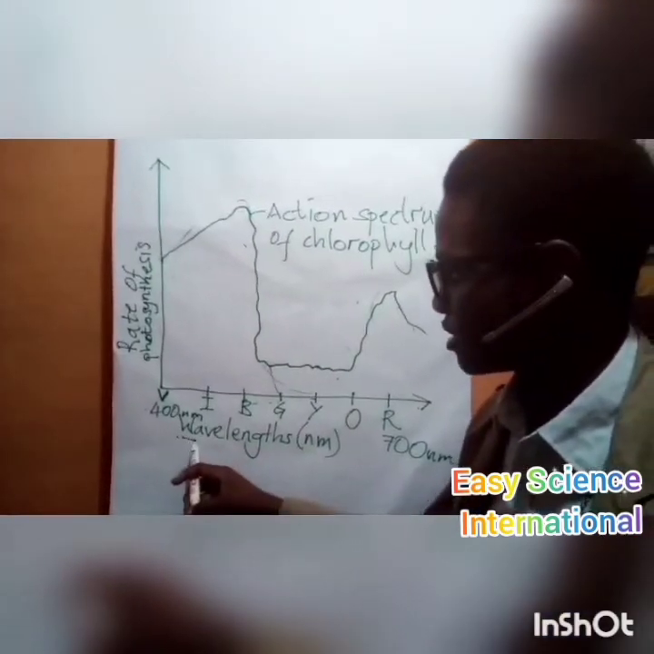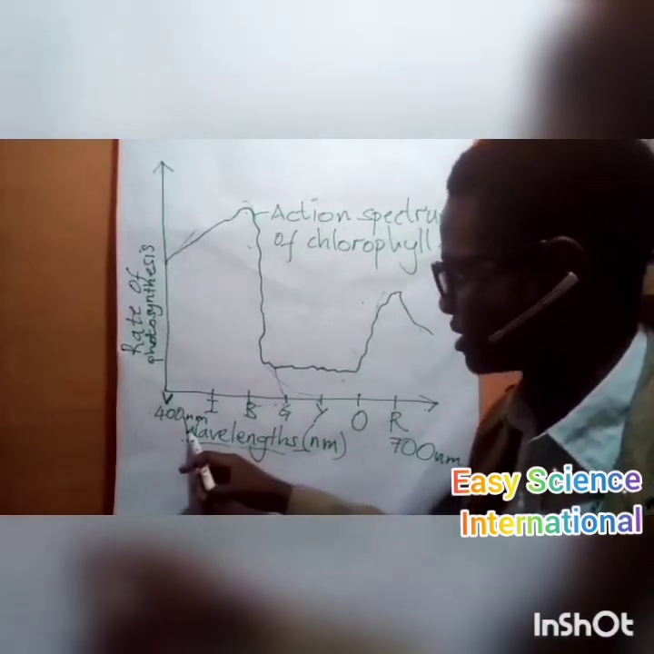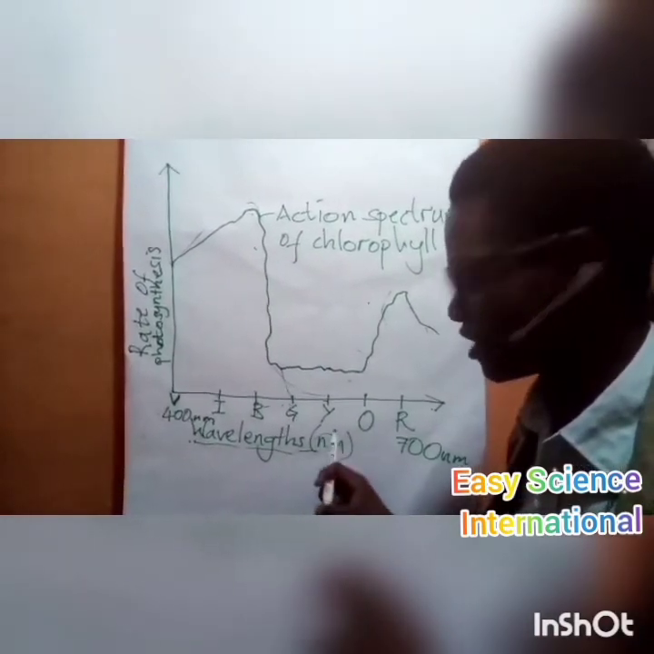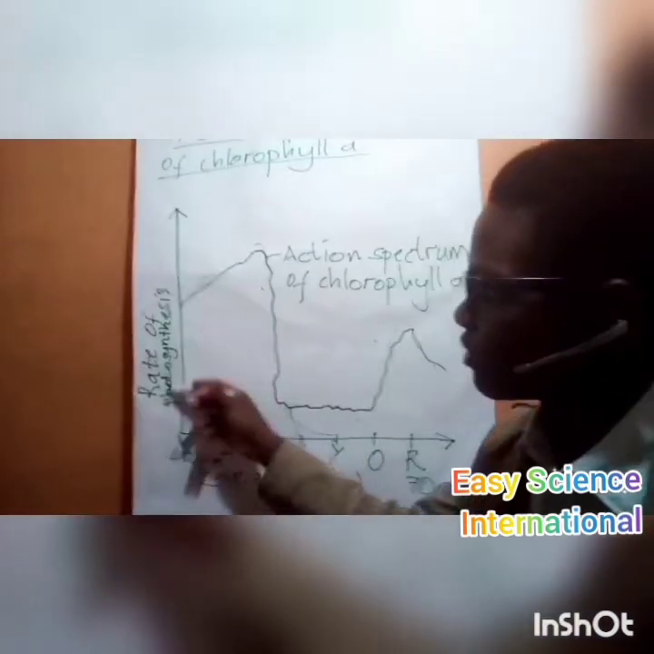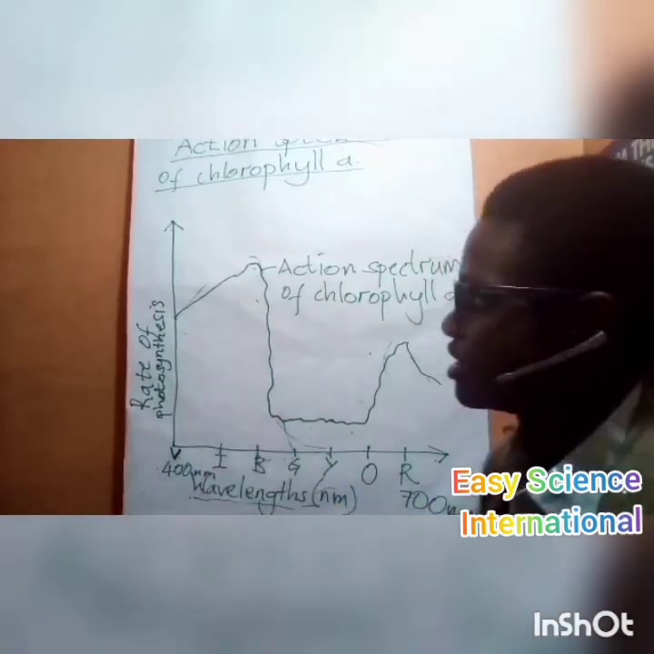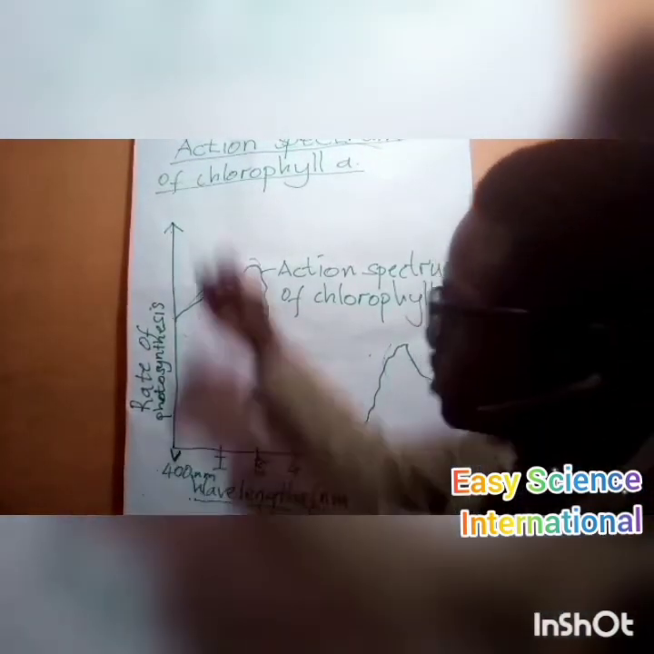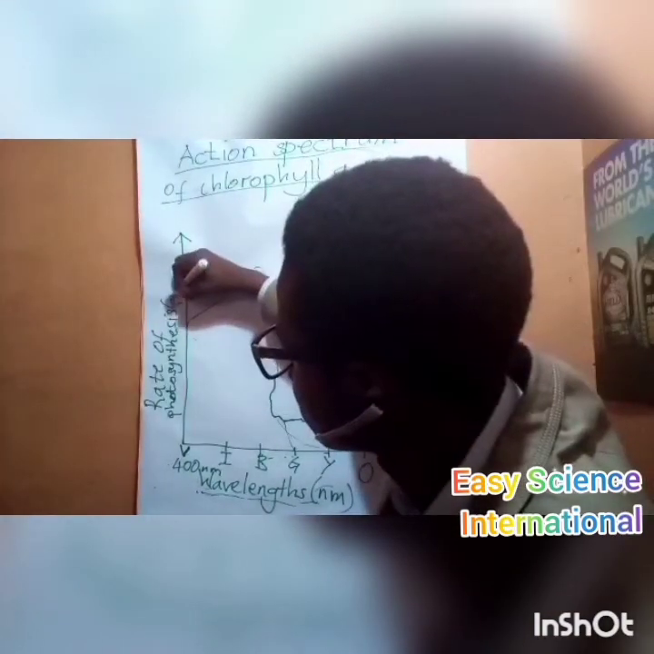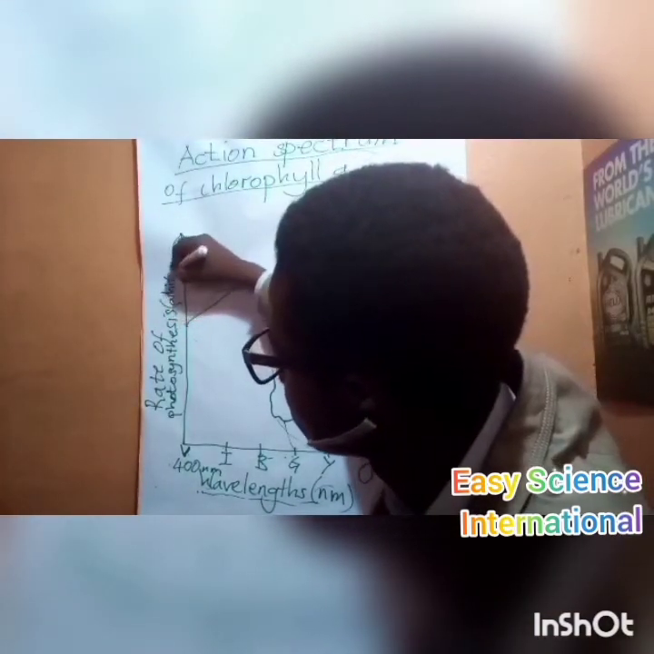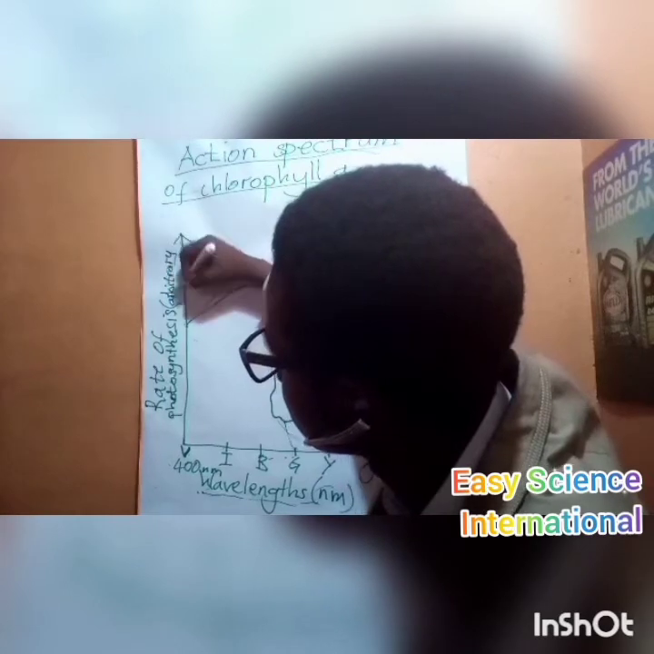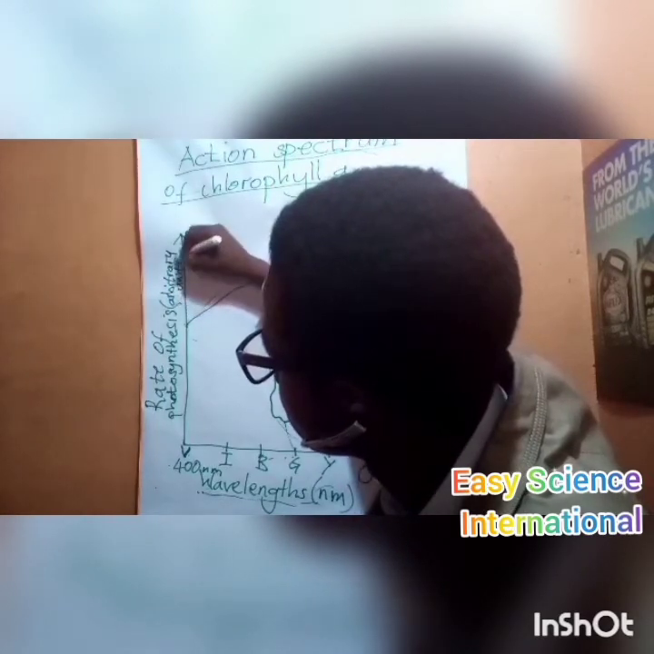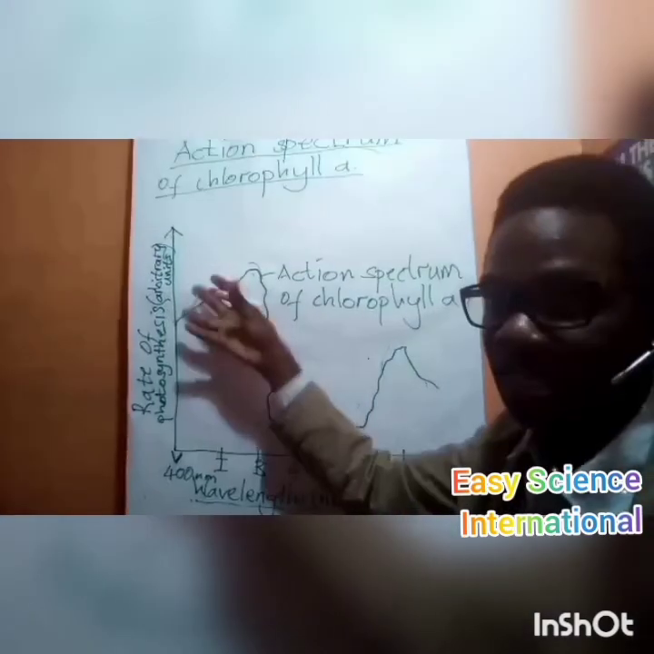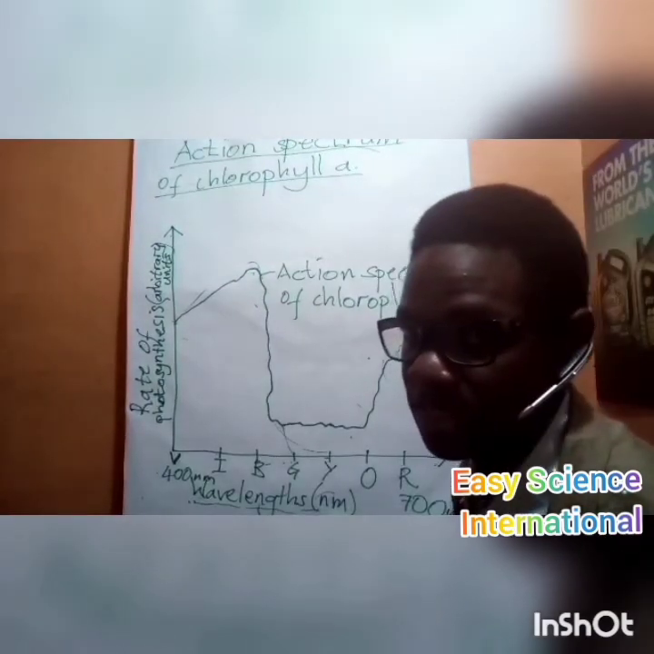When you sketch it, you must label the wavelength in nanometers, these are the units, and then here we have the rate of photosynthesis in arbitrary units.